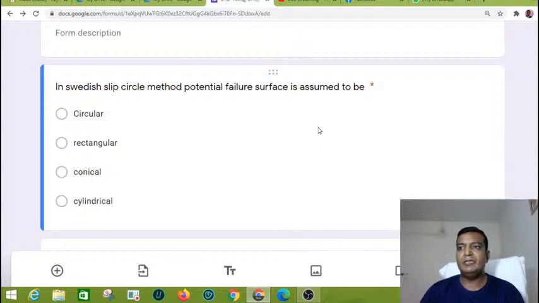Is it visible? Yeah. In Swedish slip circle method, the potential failure surface is assumed to be circular, rectangular, conical, or cylindrical. Give your opinion in the chat box, please.